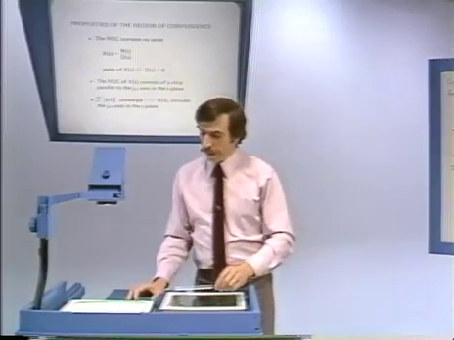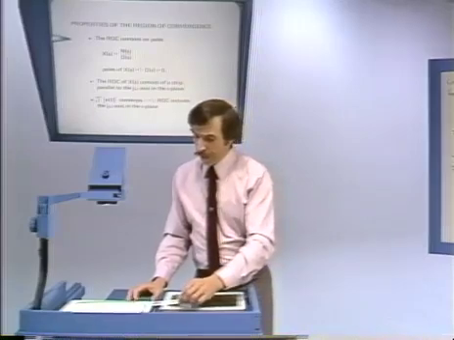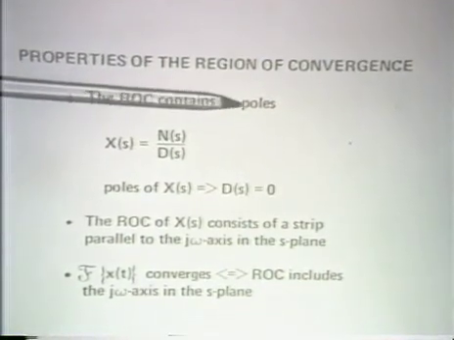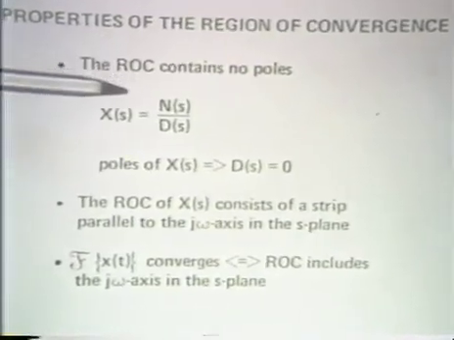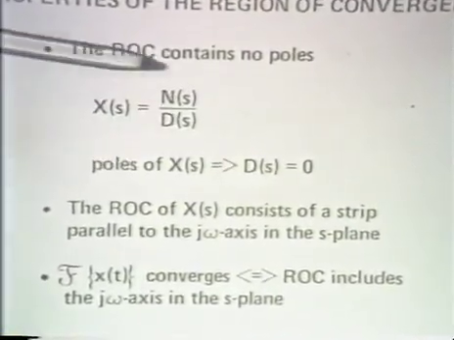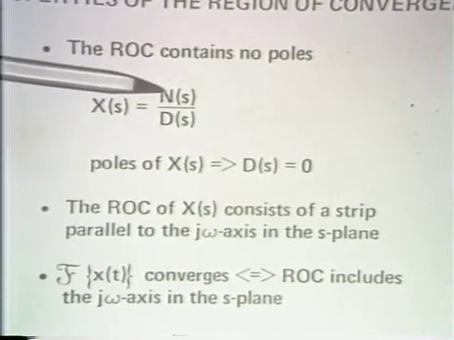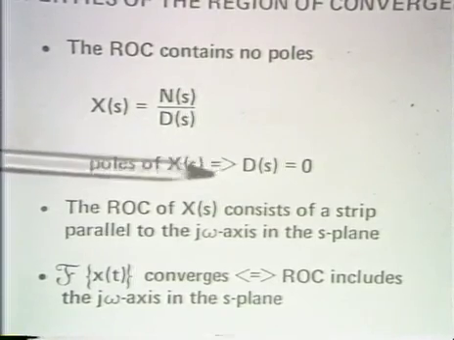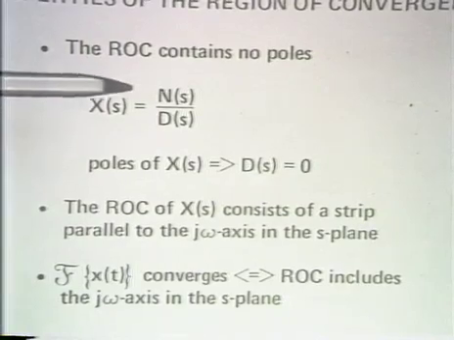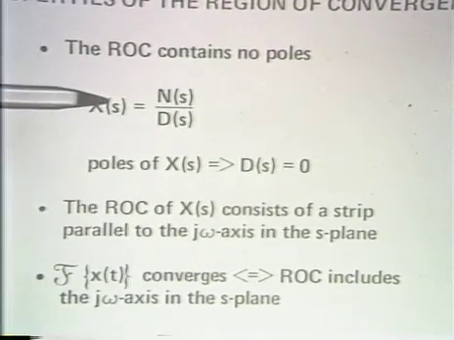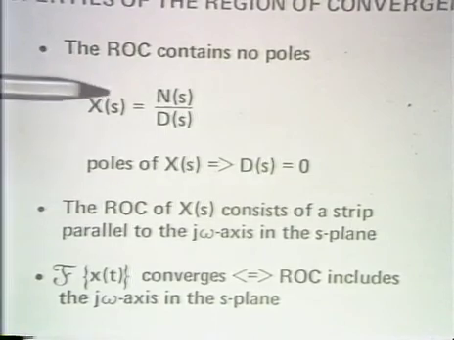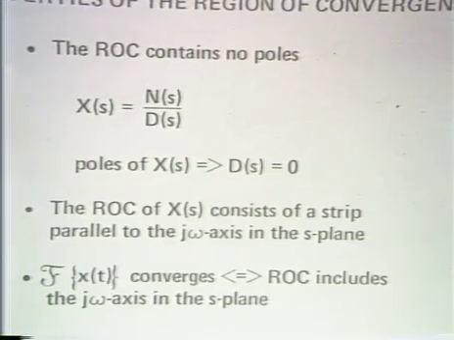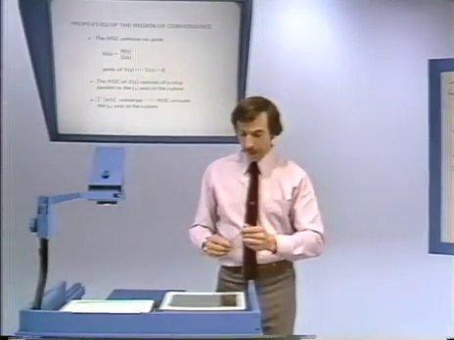To begin with, we can make the statement, as I've just made, that the region of convergence contains no poles. In particular, if I think of this general rational function, the poles of X(s) are the values of s at which the denominator is 0, or equivalently, X(s) blows up. And of course, that implies that the expression has no longer converged. Okay, that's one statement that we can make. Now, there are some others.